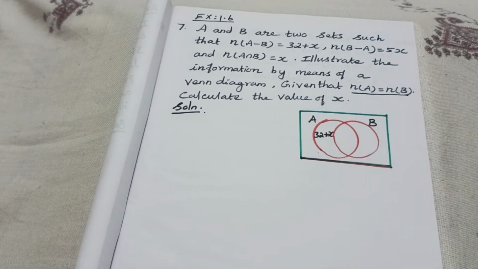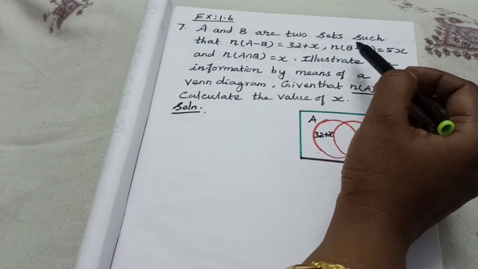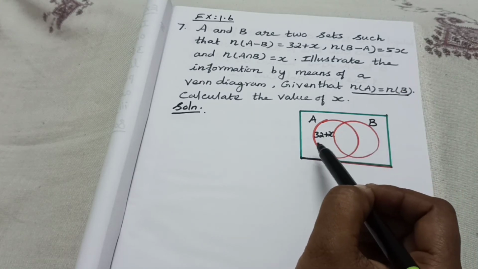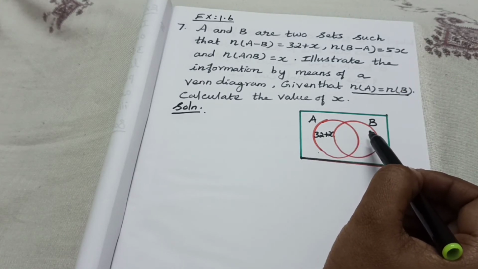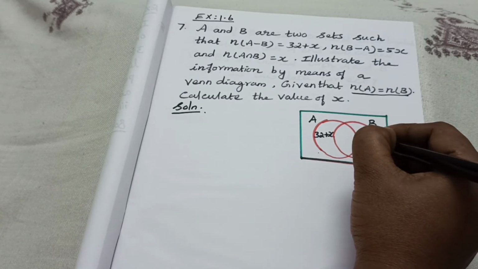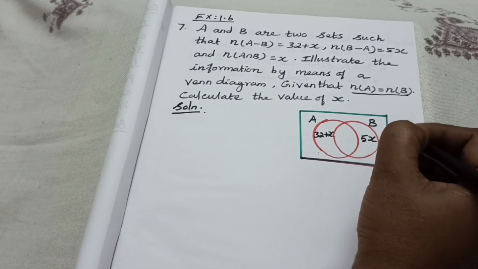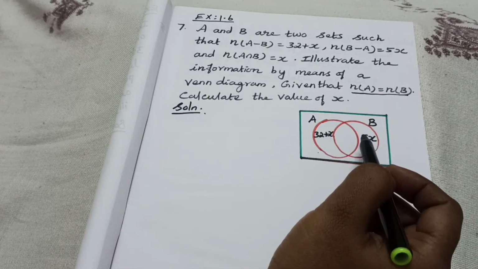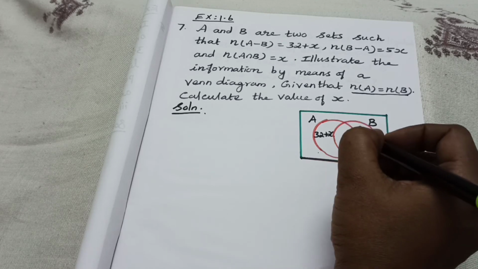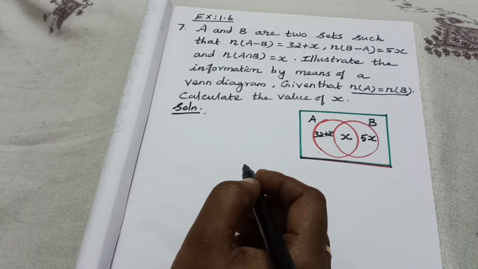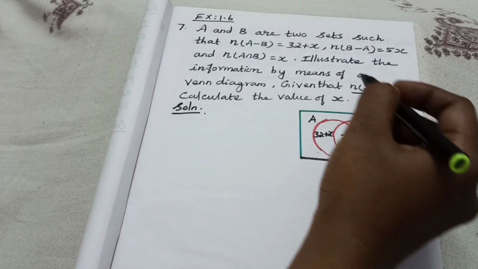Okay. Then n of B minus A. That means except A, only B. What is given? 5x. So we have to write this area as 5x. Then n of A intersection B, the common place of A and B. We have to substitute x. This much is given.